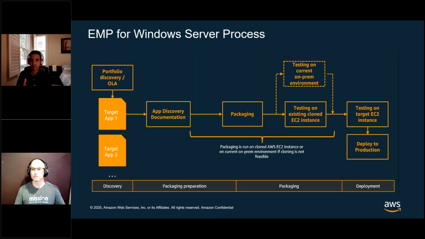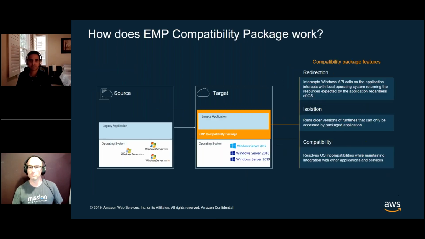We will take that package, we will move it over to that new version of Windows, and then we go through a testing process where we will make sure that everything we have packaged is working correctly, and then we move the application into production. So it's basically a fairly straightforward 4-step process. I'll show you how that works in the demo that's coming up.